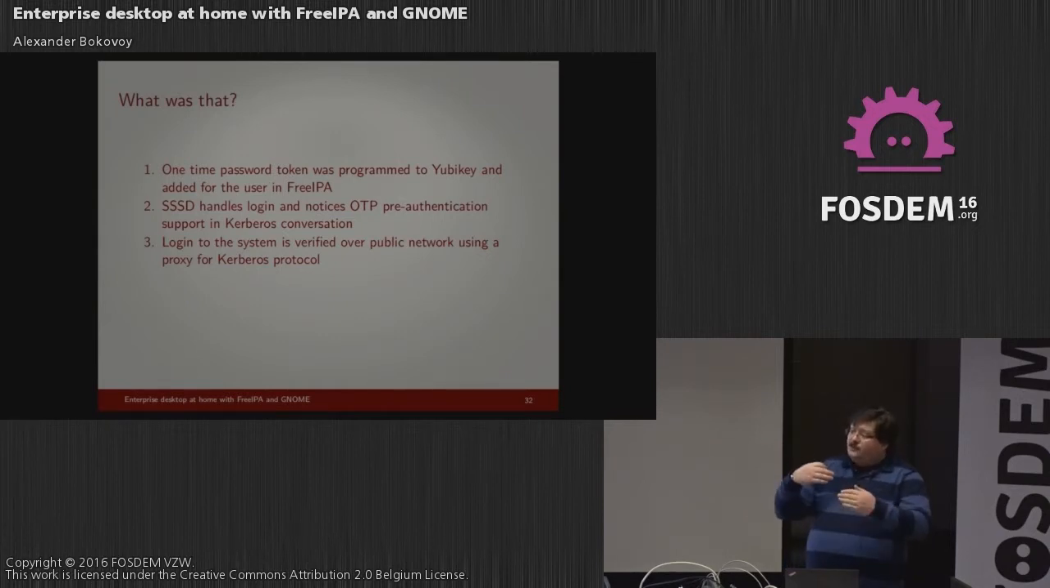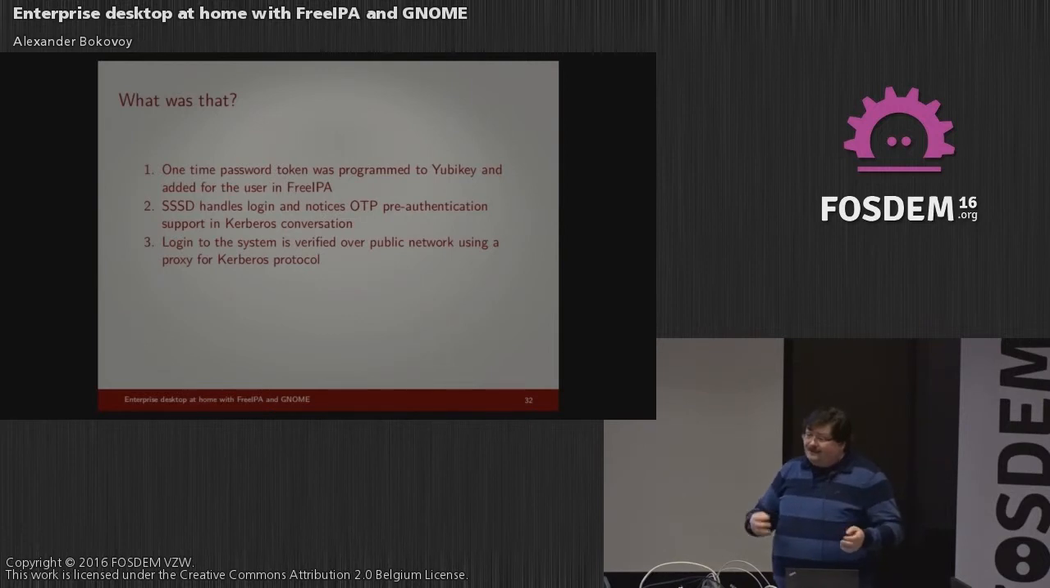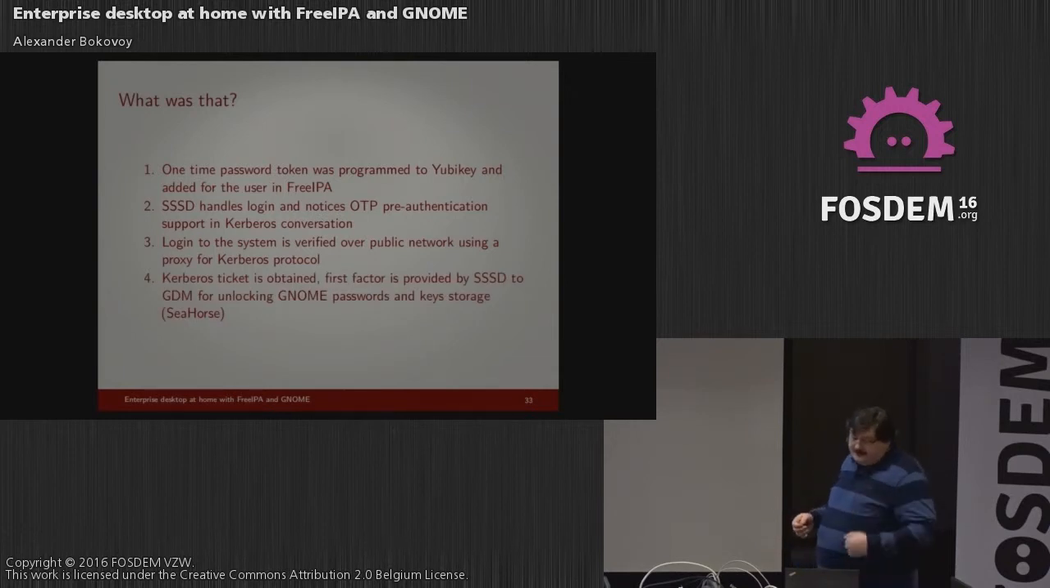The login is again verified over the public network using the same proxy protocol. In this case, we don't have this dynamic switching. I'm actually on VPN, right? So I could have switched to the internal view of the KDC, right? But I'm not. I'm also using this public network. And then I get the ticket.